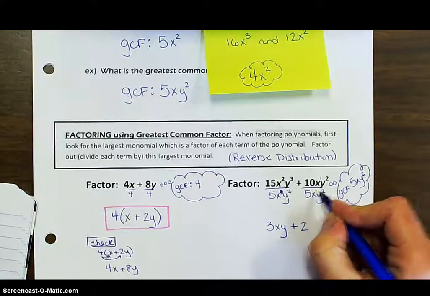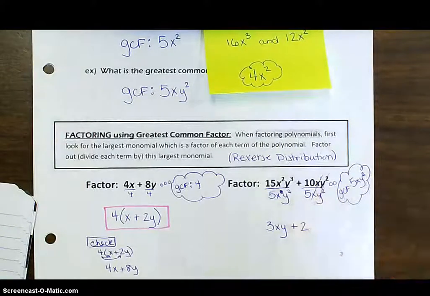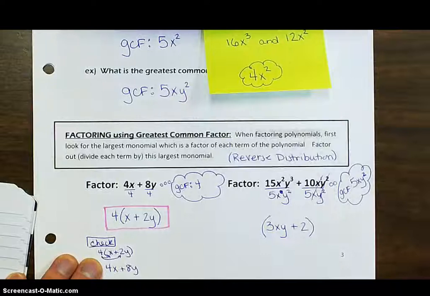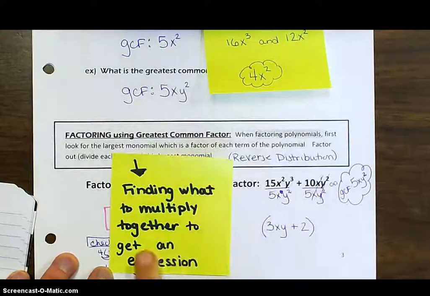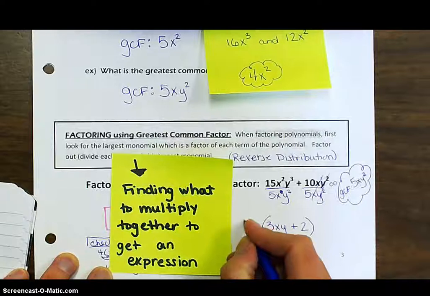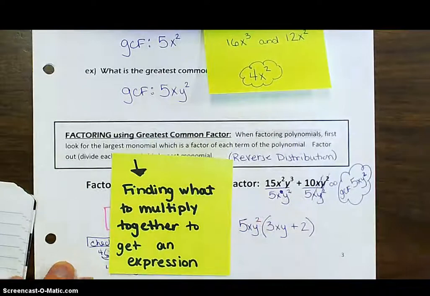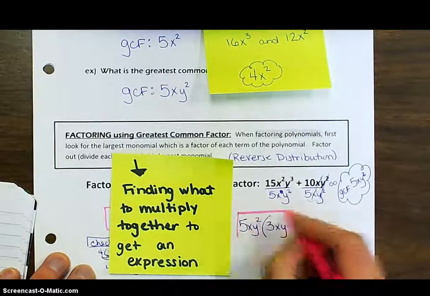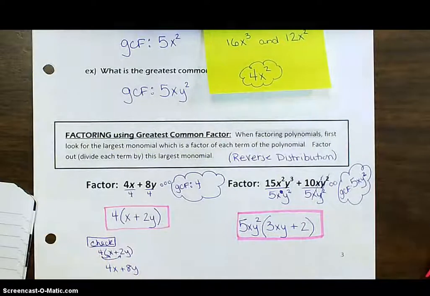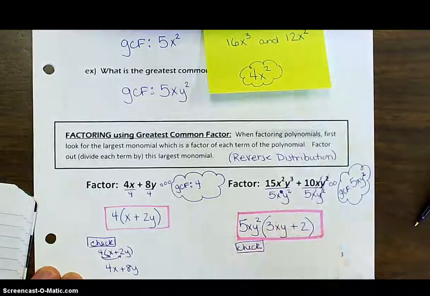X to the 1, those cancel. Y squared, those are going to cancel. So we have it. Now remember, we're finding what multiplies together to get an expression. So I'm going to take this and multiply it by the GCF. Okay, and we have our final answer right there. So we found what multiplies together. Now, if we want to check, we can check this.